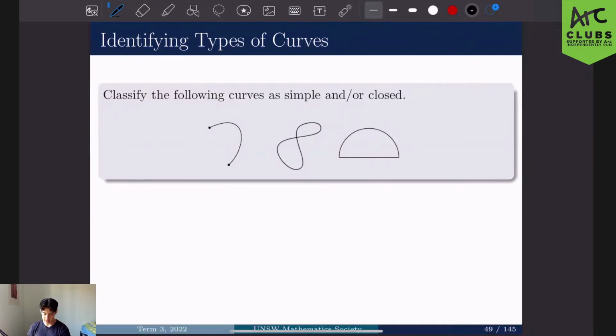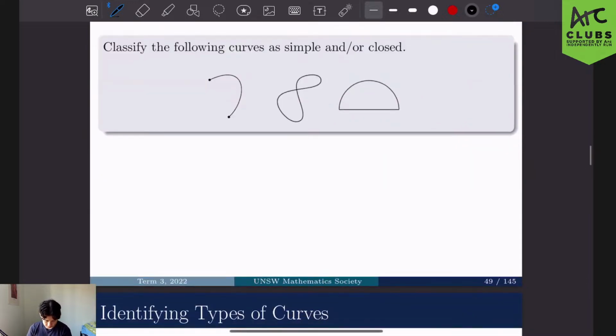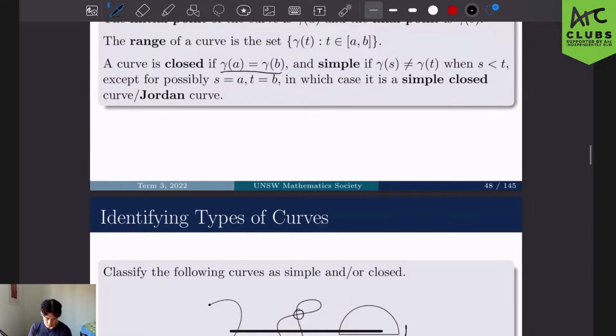Right, so this is once again similar to what Lachlan was saying before. So this one is simple because it does not cross over itself at any point, and it is not closed because the initial and final point are different. And this one is not simple because it crosses over itself, and is closed because the initial and final point are the same. And the last one here, the semicircle, is satisfying both. So it's a simple closed or Jordan curve.